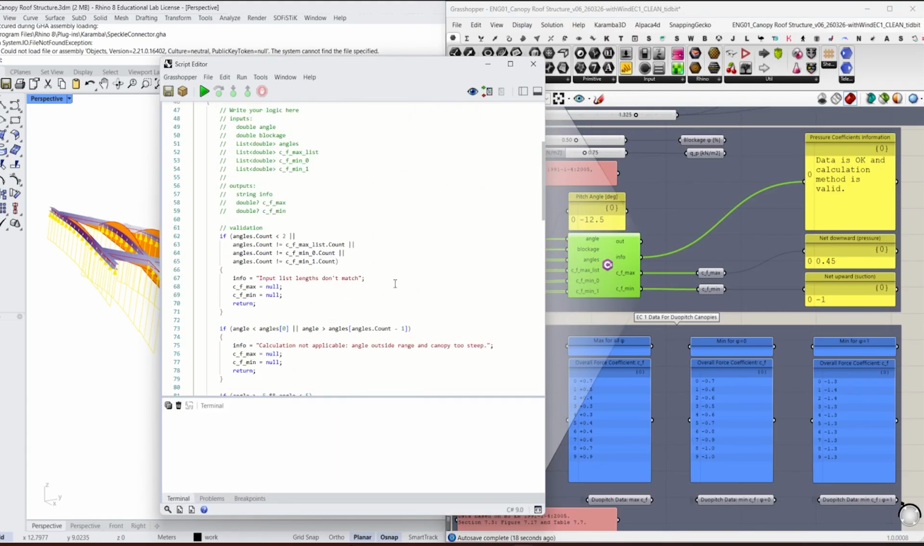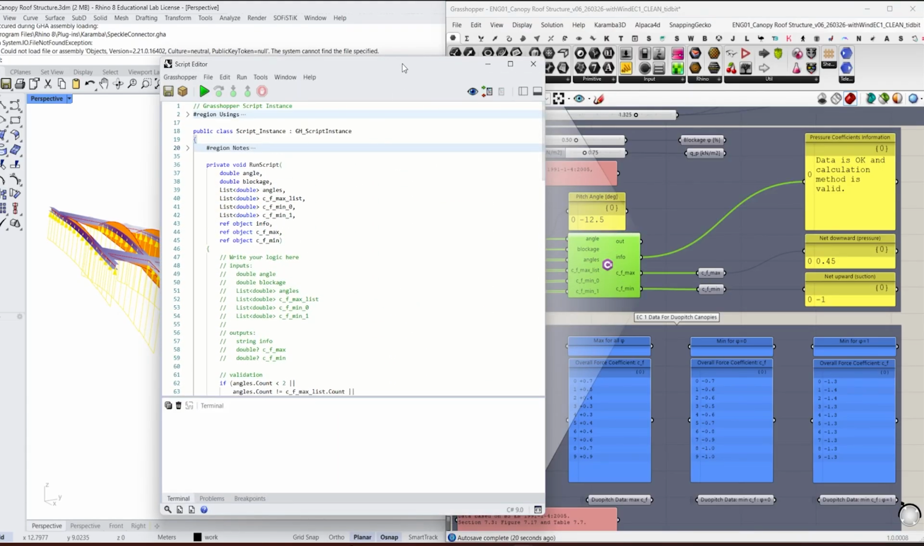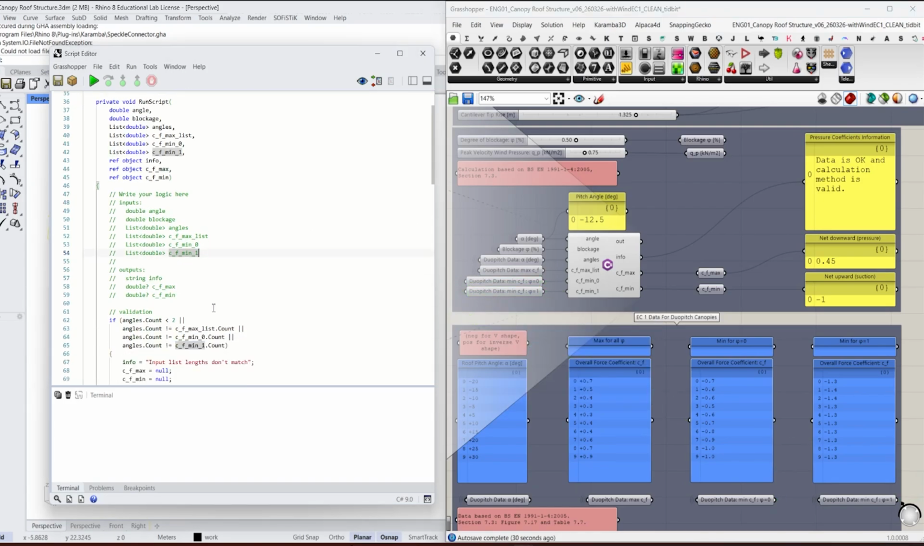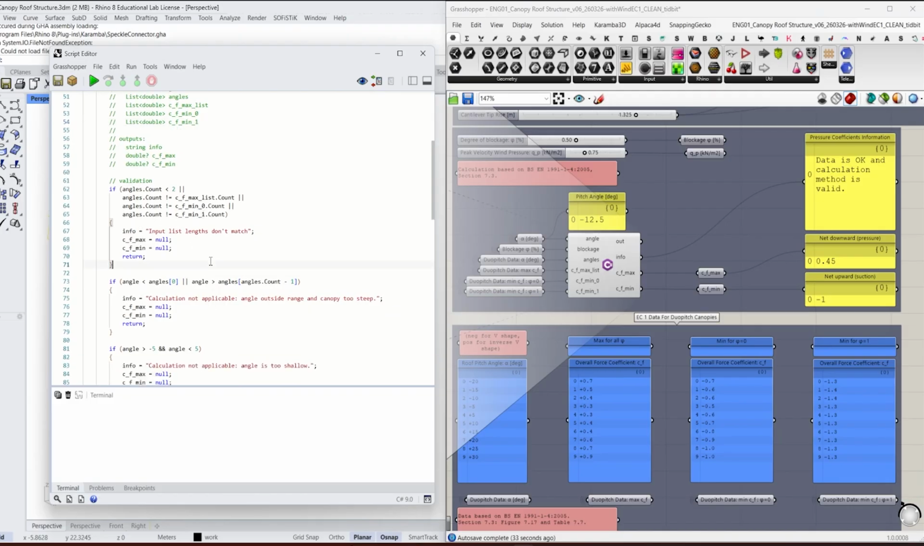Let's briefly run through the C# script. Our inputs are the two example-specific inputs, the angle and the blockage degree, as well as the hard-coded Eurocode lists with values from table 7.7. We then perform a little bit of validation. Firstly, we check that the Eurocode data lists are matching in length so that we have values for all the angles. We then move on to applicability.